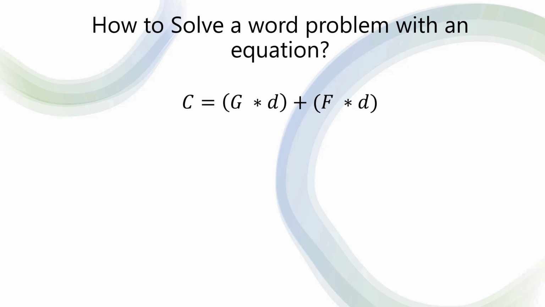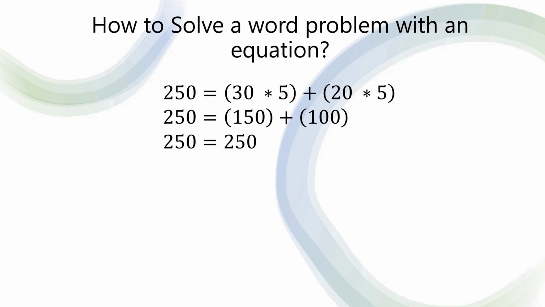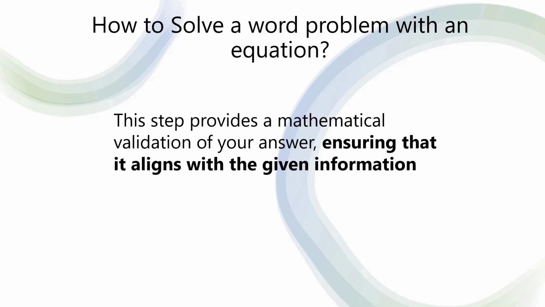Substitute C with $250, G with $30, and D with 5. 250 equals 30 multiplied by 5 plus 20 multiplied by 5. Now perform the calculations. 250 equals 150 plus 100. 250 equals 250. When you substitute the values and simplify, you should arrive at an equation that holds true, confirming that your solution is indeed correct. This step provides a mathematical validation of your answer, ensuring that it aligns with the given information and accurately represents the real-world scenario presented in the word problem.